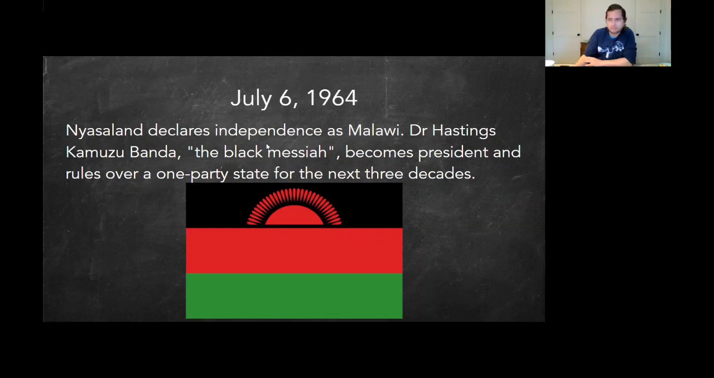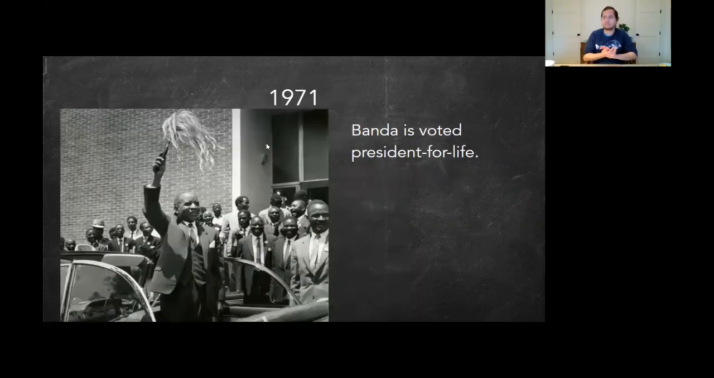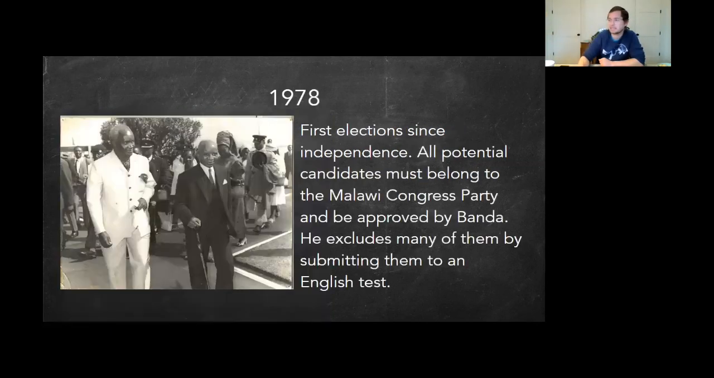All right, so here we go. 1971, he's voted president for life. Dr. Hastings Kamuzu Banda is voted president for life. It may actually not even be on your organizer. If it is, though, make sure that you choose the appropriate color and choose the appropriate justification on why you picked that color. 78, they have elections.